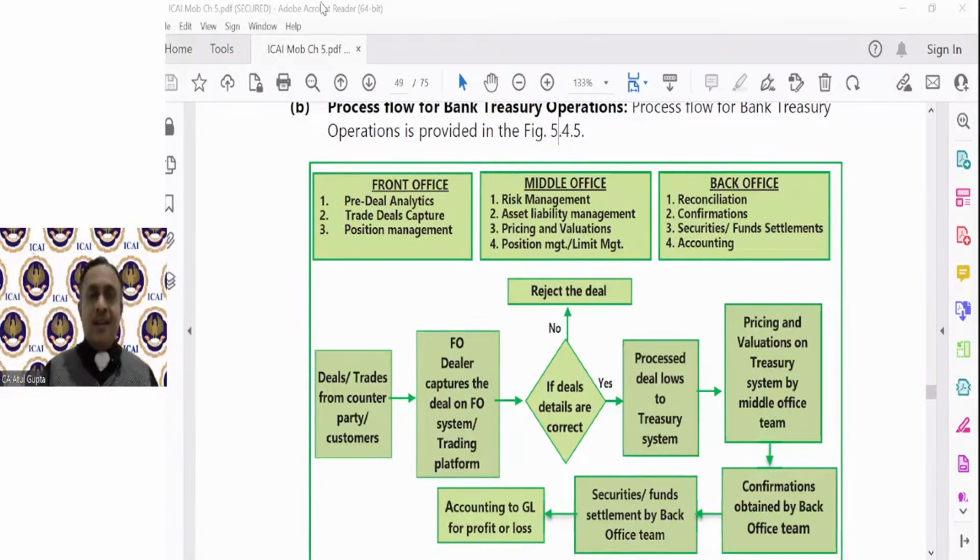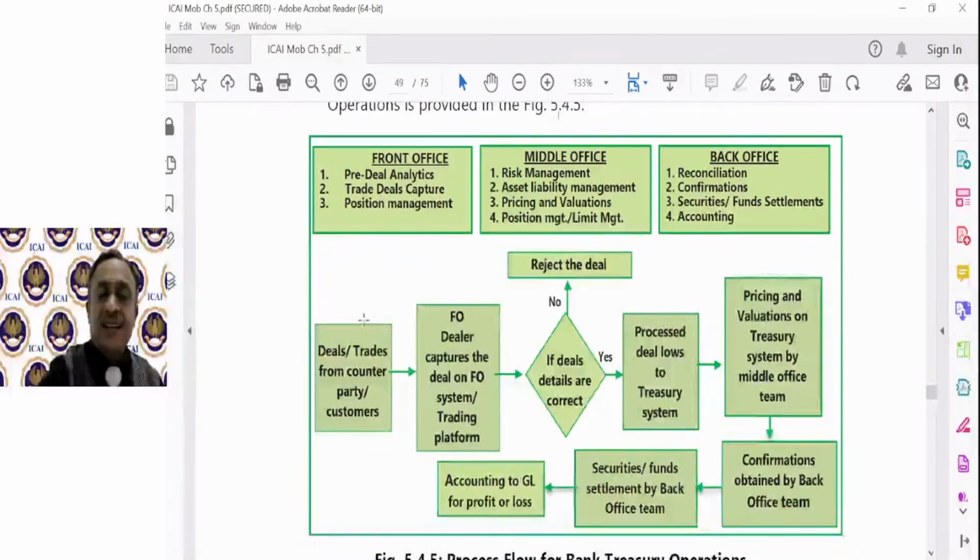Okay. So middle office looks after asset liability management, price and valuation, and position and limit management, and back office is reconciliation, confirmation, settlements, and accounting. And then the process is here, so the rest you can do. I'm expecting you to define asset liability management. It's a very important topic. It is there in your audit also, and probably in your accounts also.